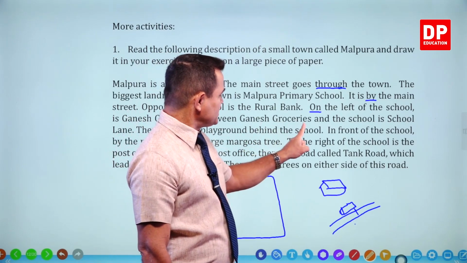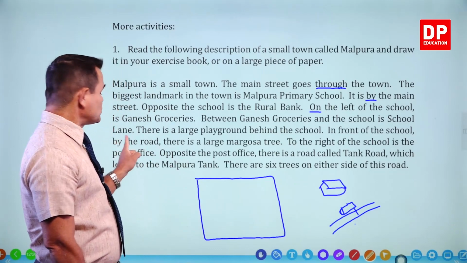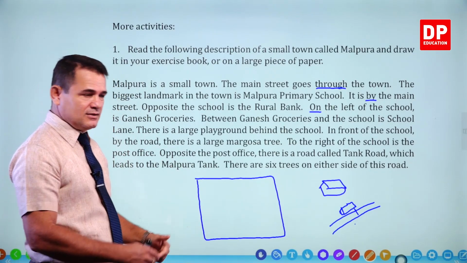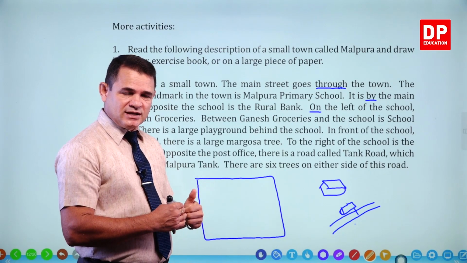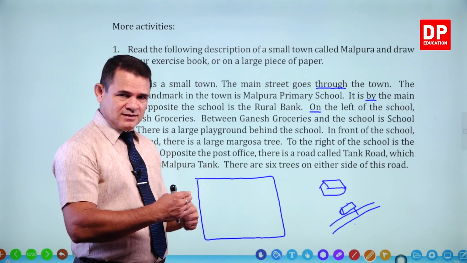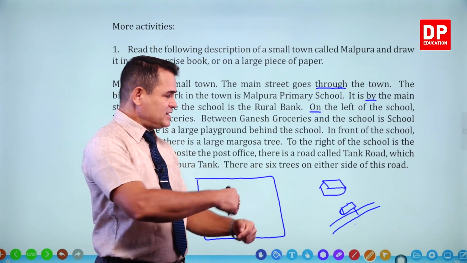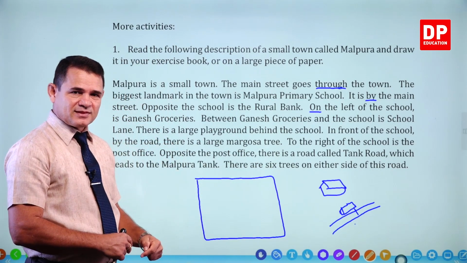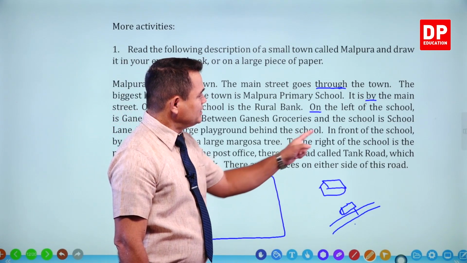Between Ganesh Groceries and the school is school lane. එහෙනම් school lane එක තියෙනවා Ganesh Grocery එකයි between මැදින්. පාසලයි ඒ grocery එකයි මැදින් street එක අඳින්න ඕනේ. Right? And school lane.